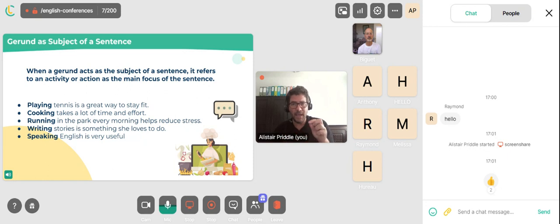So I'm going to read those again, and I'm going to emphasize the main verb after the subject gerund. Playing tennis is a great way to stay fit. Cooking takes a lot of time and effort. Running in the park every morning helps reduce stress. Writing stories is something she loves to do. Speaking English is very useful. Okay, so gerunds as a subject of a sentence.